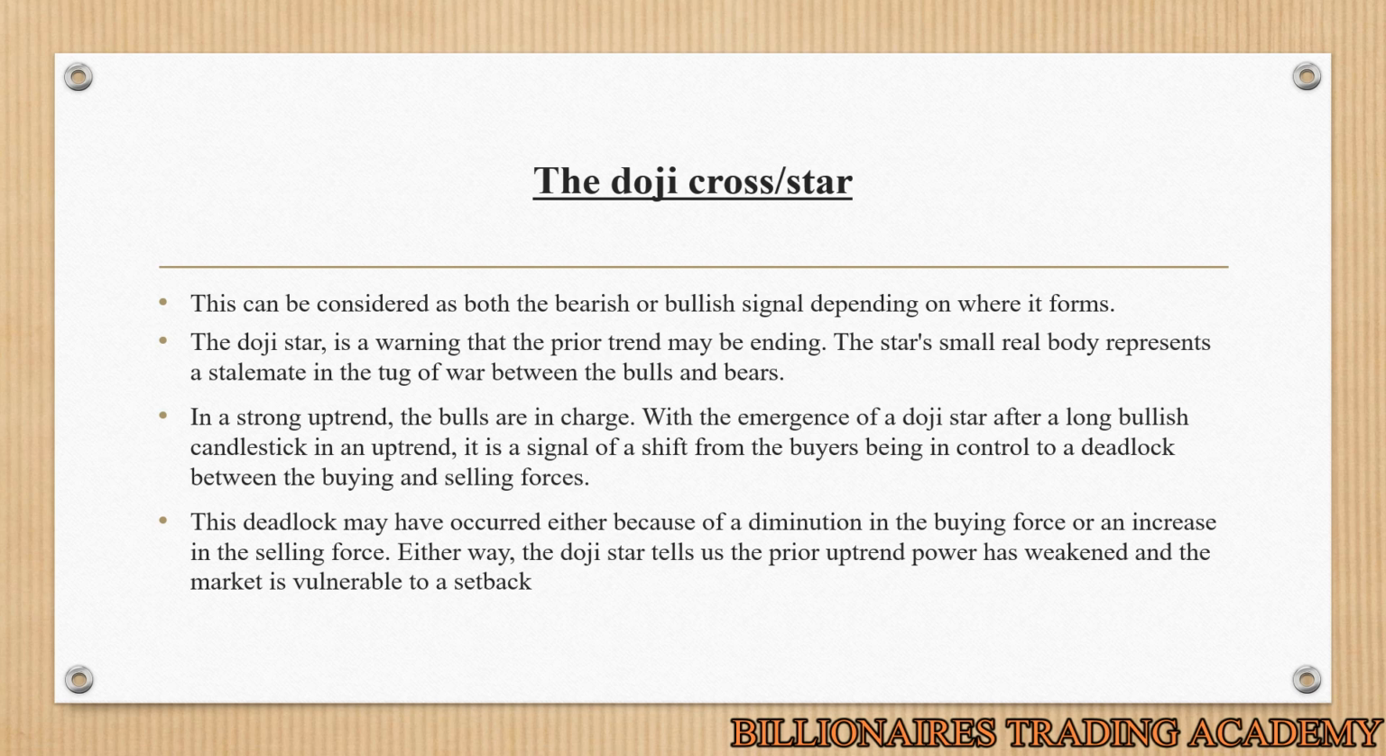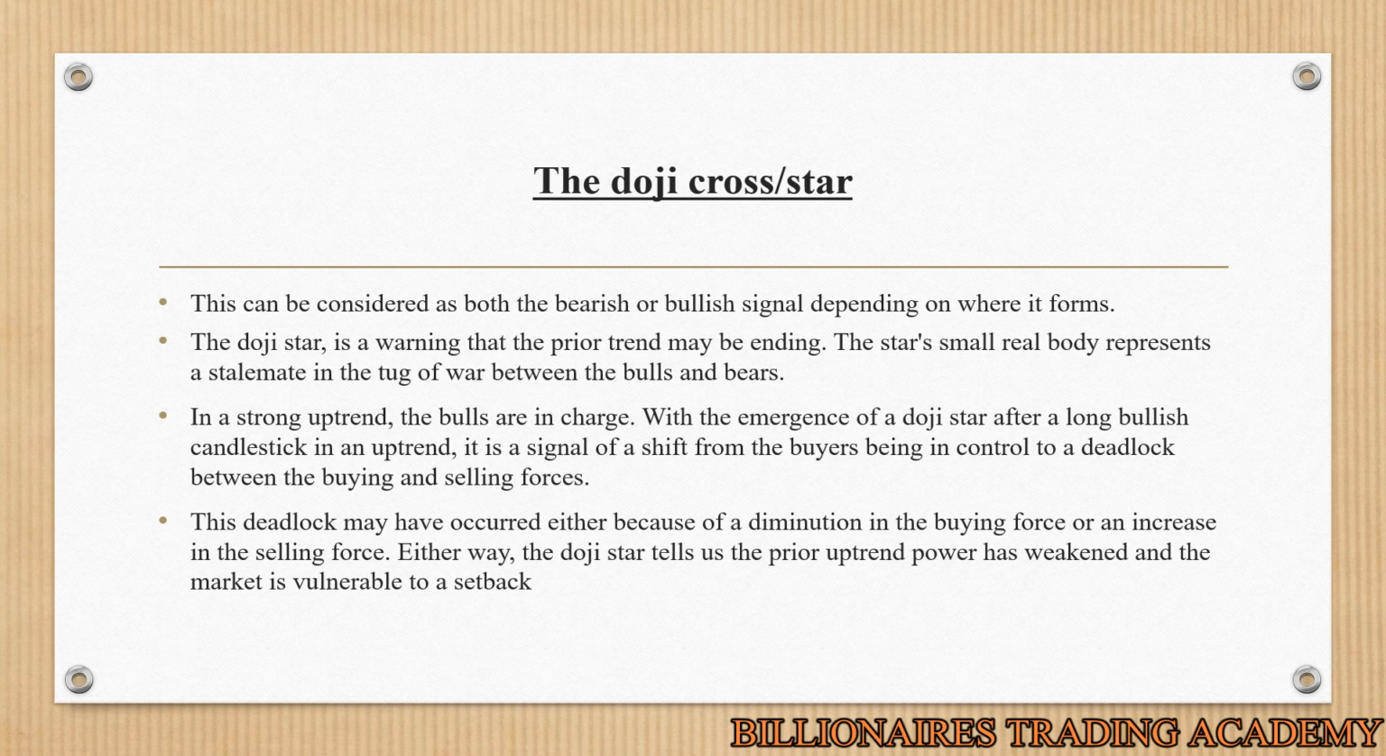Like I said, if price was going up and then it reaches a point of resistance and then you see a doji star or a doji cross, it means that that uptrend might be ending. You might be looking at taking your profits and considering taking sales, right? So the star's small real body represents a stalemate in the tug of war between the bulls and the bears. Like I said, we can consider them as an indecision candlestick. So you might not always know what can happen. So understand by stalemate, right?